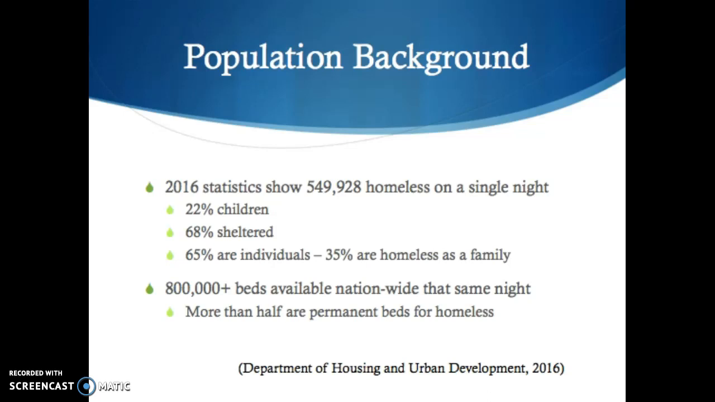What's interesting is that with these permanent beds for the homeless, we'll talk a little bit about how sheltering and the environment that the homeless are staying in while they're in a shelter might actually end up contributing a little bit to their risk factor for tuberculosis.